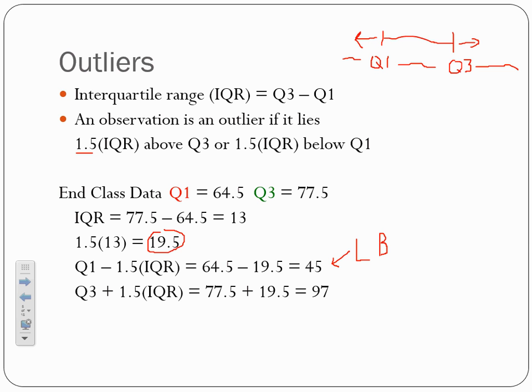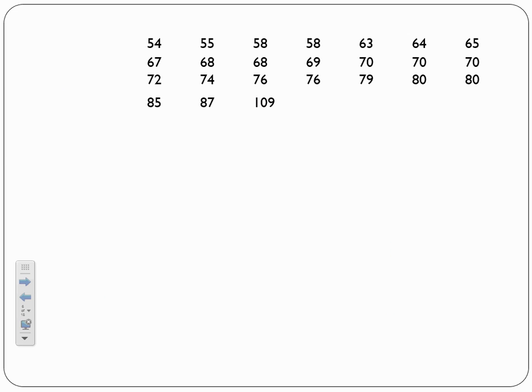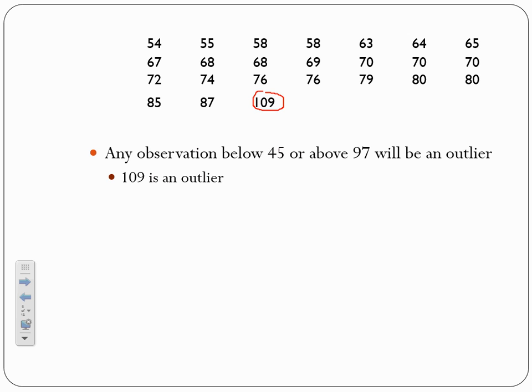And then you do the same thing, but this time we're going to add it to Q3. And this is our upper bound. So for us, anything beyond those two numbers would be an outlier. So you go back and you look at the data set. Well, there's nothing below 45, so there are no outliers below. But here's a 109 that's above. And so we can go ahead and say with certainty now, the statement's no longer "there appears to be an outlier," but there is an outlier.